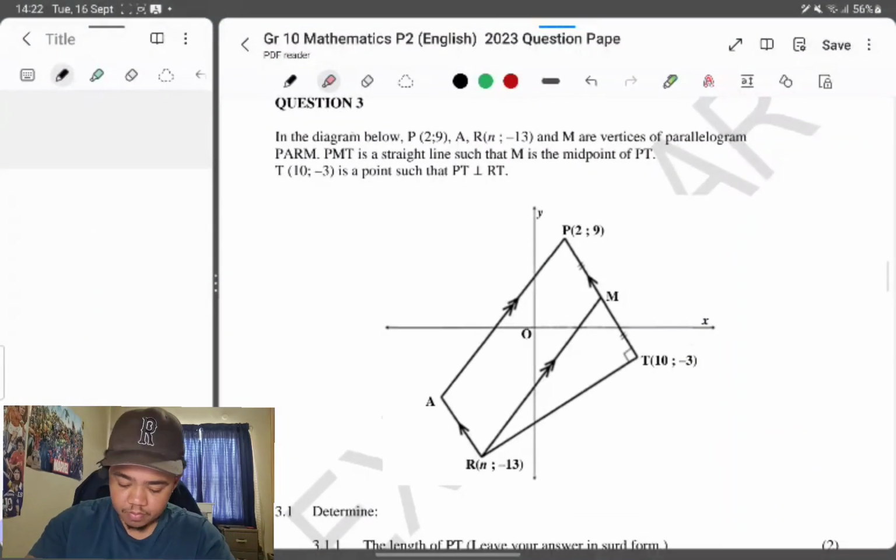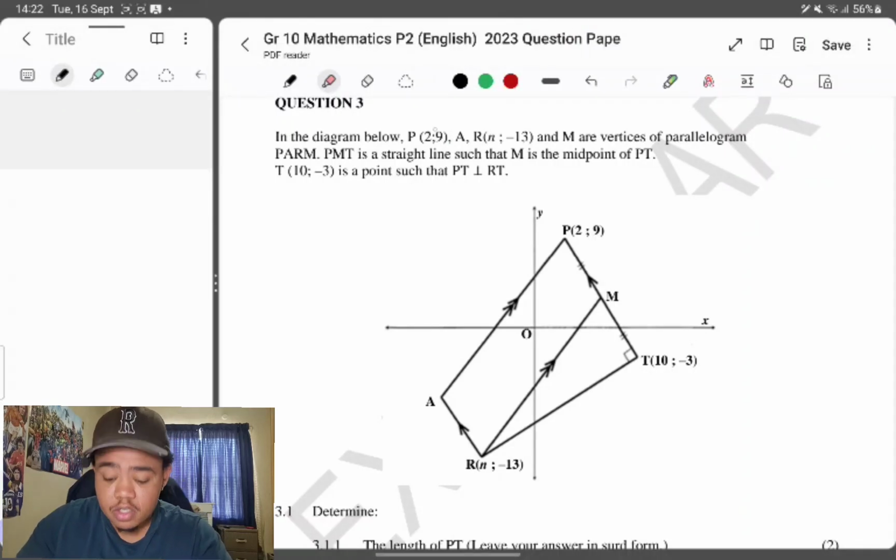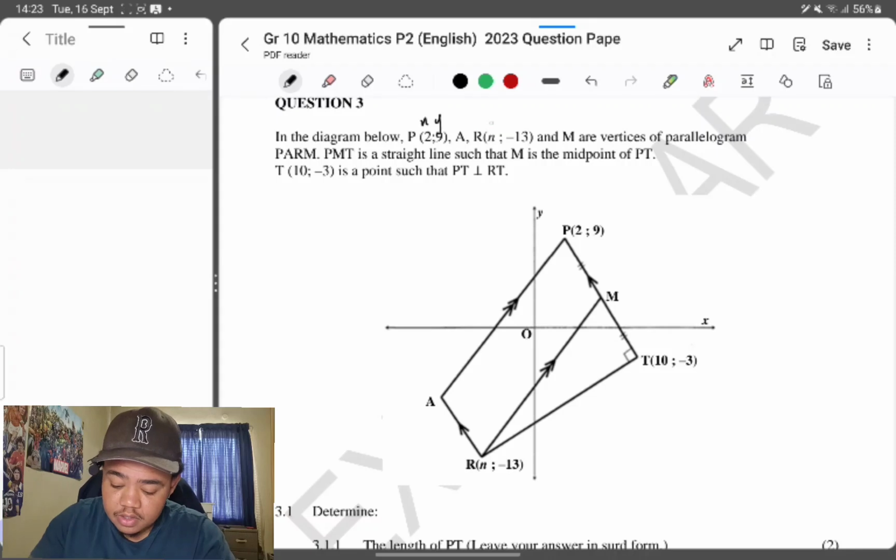Question 3. In the diagram below, P is the coordinate 2 and 9. So remember that's x. So x will be 2, y will be 9. Here in this case, R will be, the x there will be n, and the y will be -13.